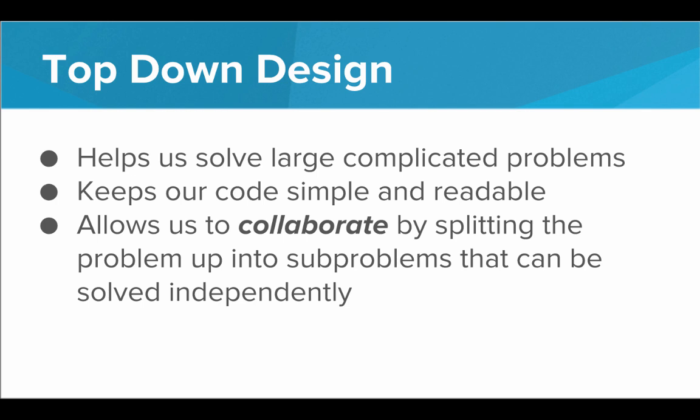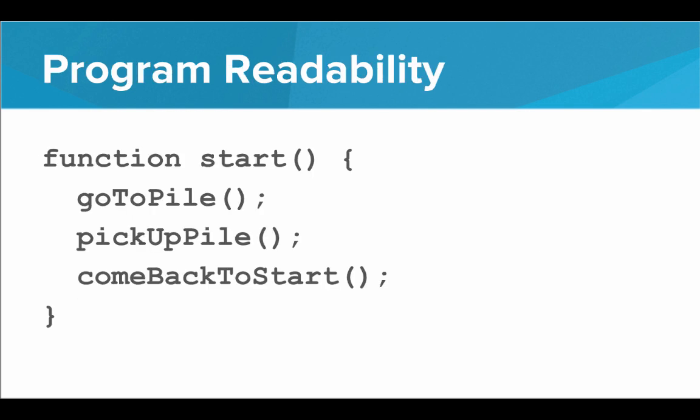It keeps our code simple and readable, and it allows us to collaborate by splitting up the problem into sub-problems that can each be solved and tested independently. So a program like this would be very easy to split up into teams and say, okay, you take go-to pile, you'll solve that sub-problem. I'll take the pickup pile problem, and someone else can take the come-back-to-start problem. This way we can collaborate when we're building our programs. We can split up tasks, and people can work on different things that together make the whole program.